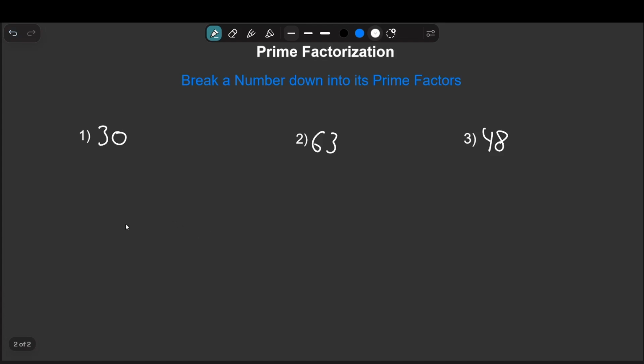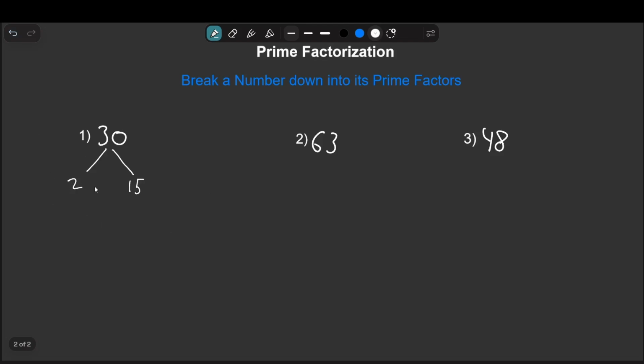So let's begin with 30. We're going to keep breaking this down until we're left with the prime numbers. So let's start by making the tree like this. We can take 2 and 15. You can take different paths than me, you will always end up with the same prime numbers. I'm just going to use 2 and 15, but you can use, for example, 3 and 10 if you'd like.